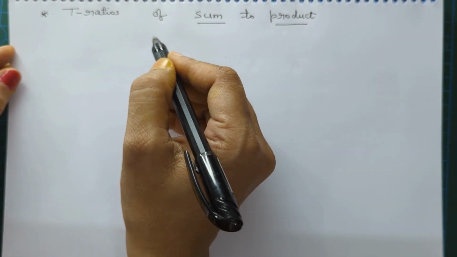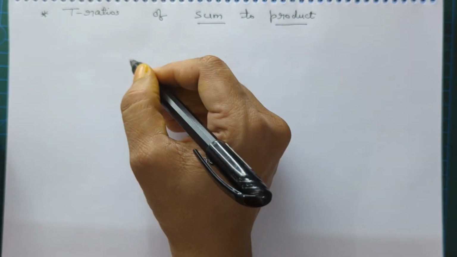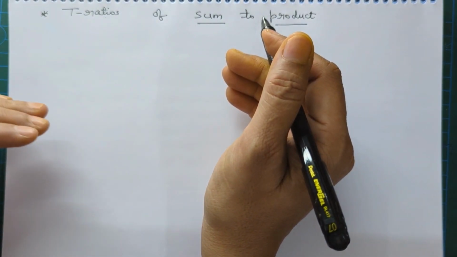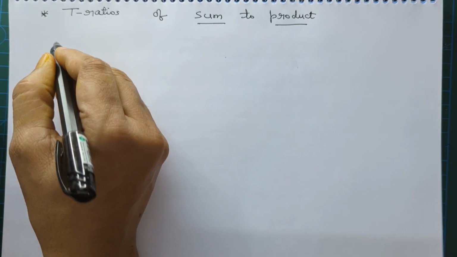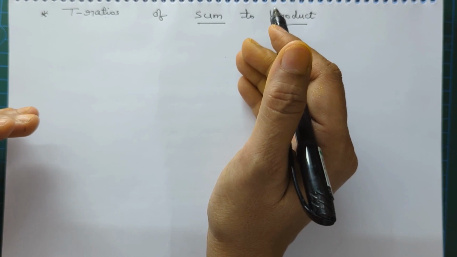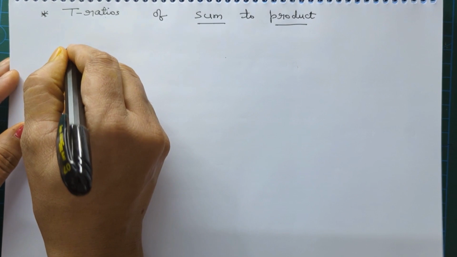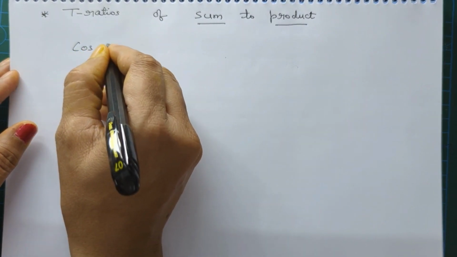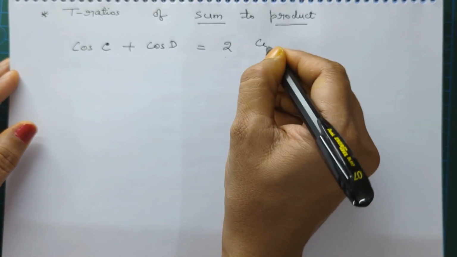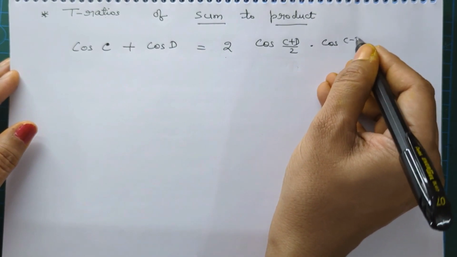Now we will have some identities of trigonometric ratios of sum to product, meaning cos C plus cos D, in terms of product, cos C minus cos D, sin C minus sin D, sin C plus sin D. So here the left side has the same t ratios in the form of a sum or a difference. On the right side we will have a combination of sin and cos in terms of product. The first identity is cos C plus cos D. Cos C plus cos D is twice cos of (C plus D) by 2 times cos of (C minus D) by 2.